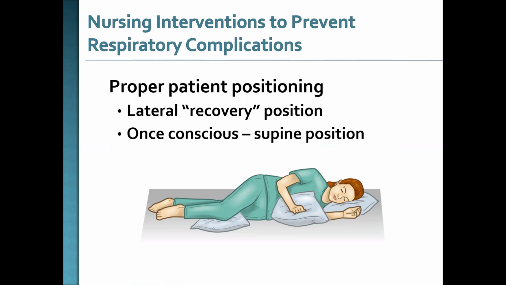If the patient has an airway obstruction, you may need to reposition the head or perform suctioning. Place the patient in a lateral recovery position until conscious. This position keeps the airway open and reduces the risk of aspiration if vomiting occurs. Reposition to supine once conscious to maximize expansion of the thorax. Once conscious, place the patient in a supine position with the head of the bed elevated. This position maximizes expansion of the thorax by decreasing the pressure of the abdominal contents on the diaphragm.